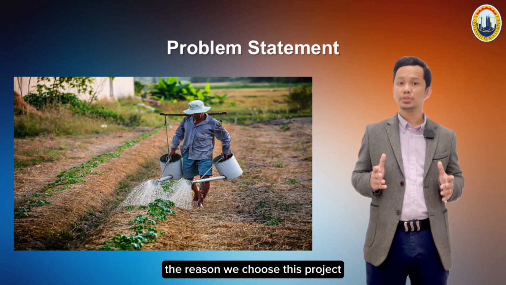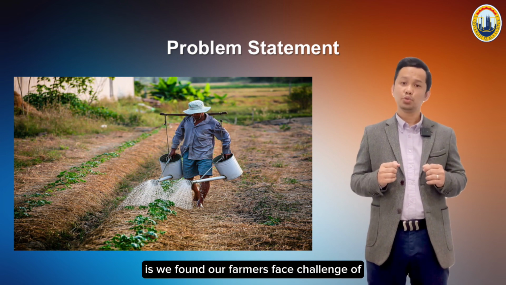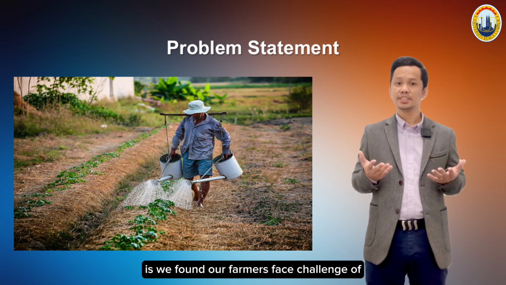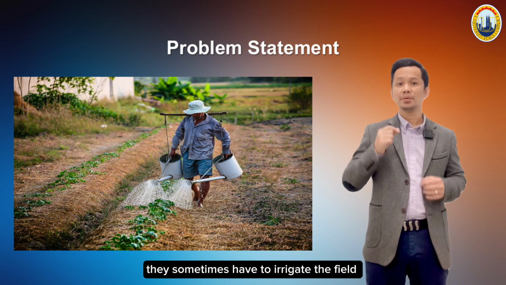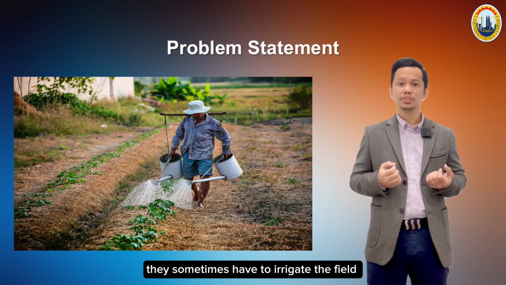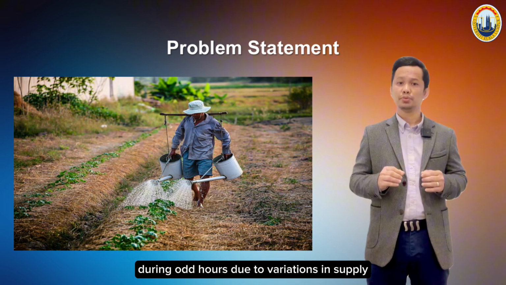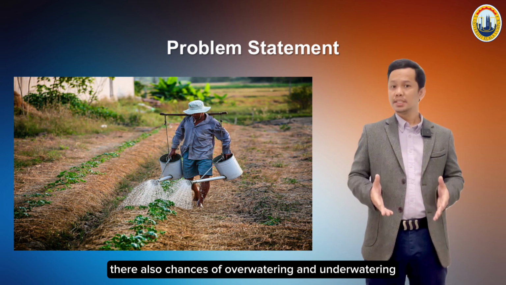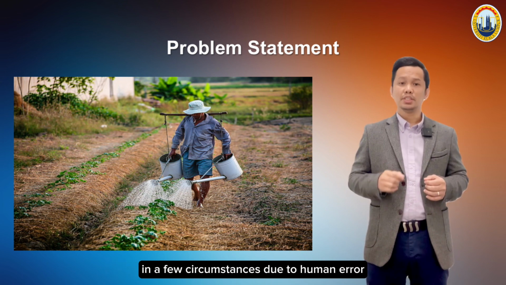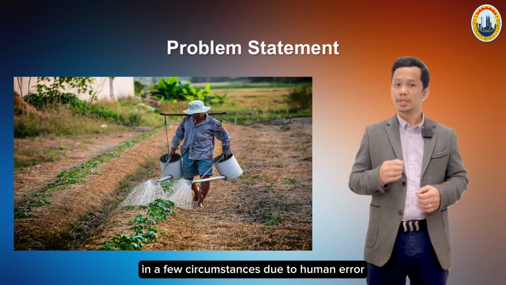The reason we choose this project is we found out farmers face challenge of water scarcity due to less rainfall. They sometimes have to irrigate the field during odd hours due to variations in supply. There are also chances of overwatering and underwatering in a few circumstances due to human error.